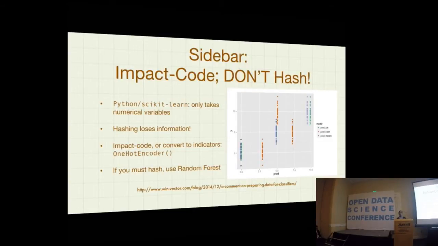So you really want to do either an indicator variable conversion or an impact coding. Or you want to use a machine learning algorithm that can actually undo the false structure that you put in. So for example, a tree-based machine learning algorithm like random forest or gradient boosting can sort of undo a hashing and return the structure that was really in the problem. So the short mantra here is that you want to impact code rather than hash, but if you are going to hash, then you should use something like random forest.